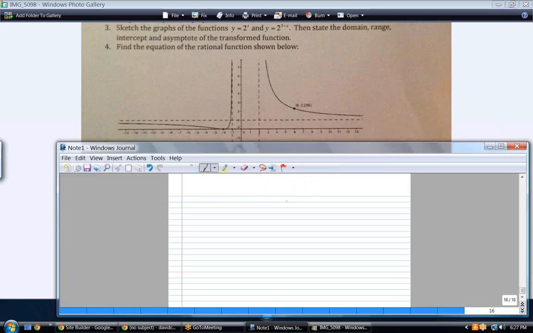Well, first of all, I know what the denominator looks like. I mean, it looks like x plus 1 times x minus 2 because of these two vertical asymptotes. I also know that because the horizontal asymptote is at 1, there must be an x squared up there.